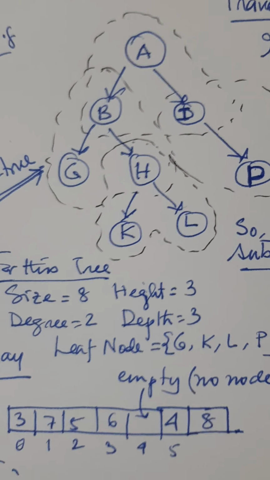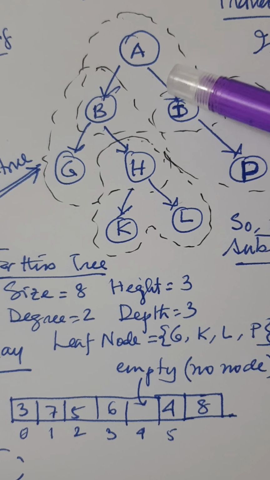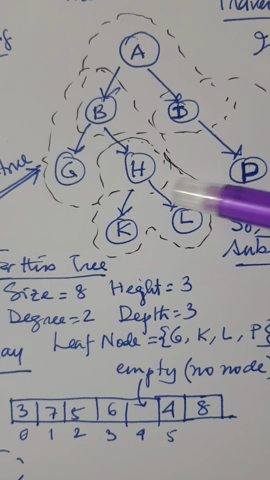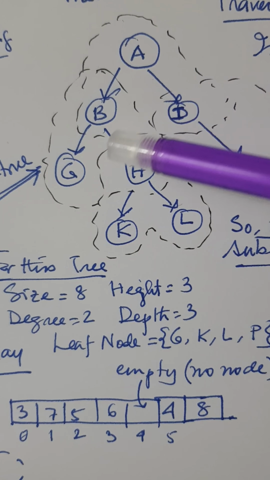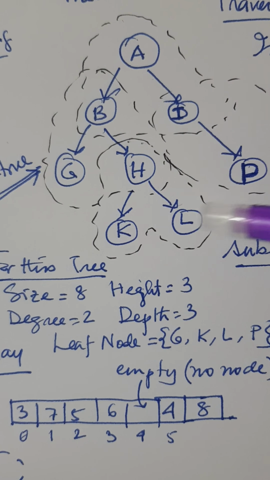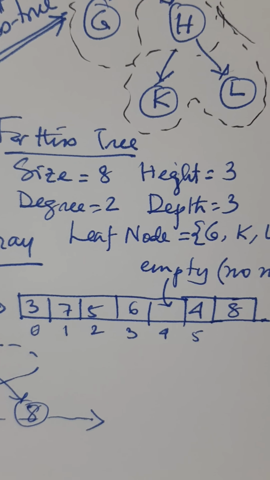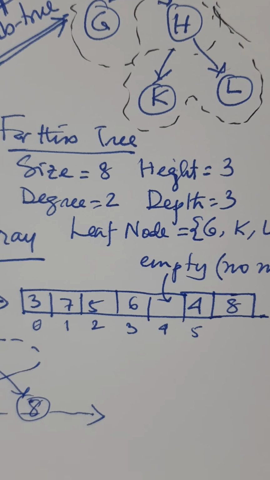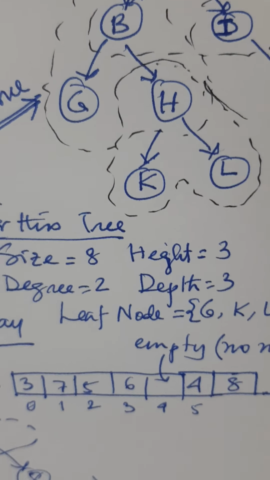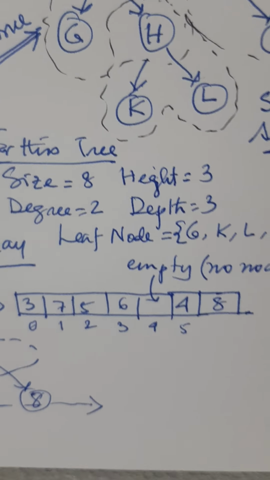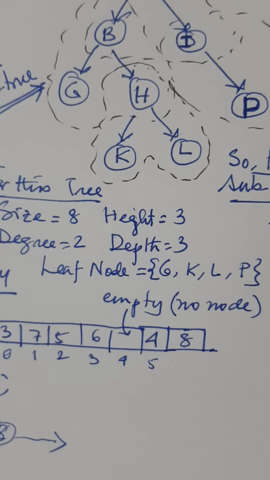Now this is an example case, which is very, very important for you to understand. Look at this tree. We have a root A, and then we have different children. It's a binary tree. If you look at subtrees, this is one subtree, this is the second subtree, this is third, and this is the fourth subtree. So altogether you have four subtrees in this tree. In terms of its properties, its size is 8, because the number of nodes is 8, height is 3, the highest path is 3, its degree is 2, its depth is 3, and so on. And there are leaf nodes also.